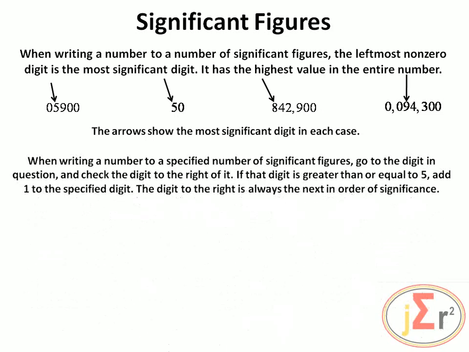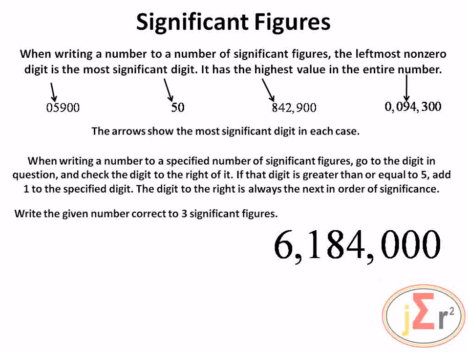When writing a number to a specified number of significant figures, go to the digit in question and check the digit to the right of it. If that digit is greater than or equal to 5, add 1 to the specified digit. The digit to the right is always the next in order of significance, and we'll see that playing out very graphically in a short while.